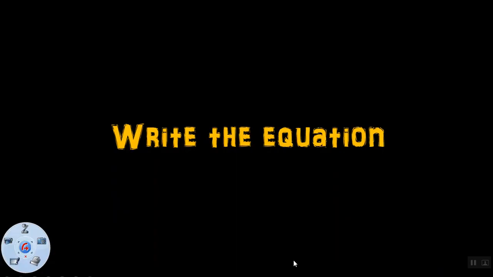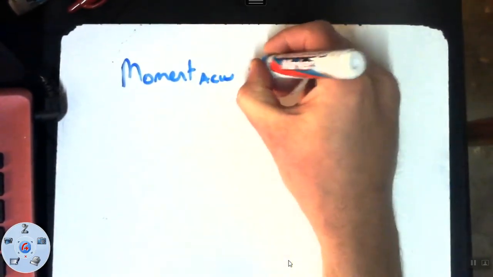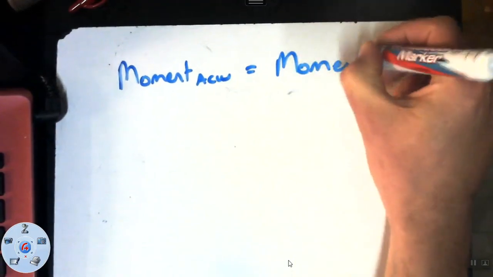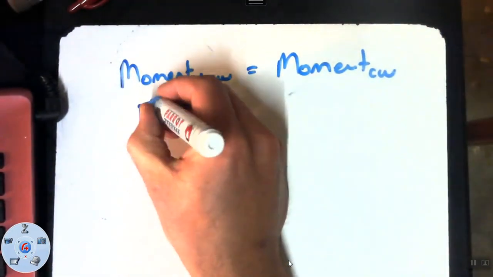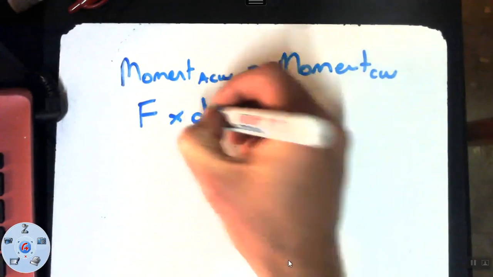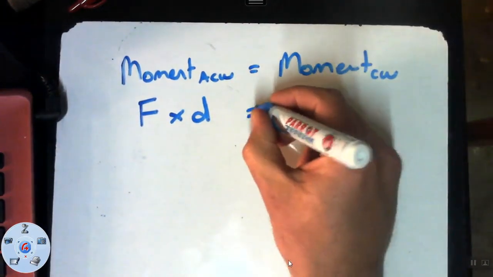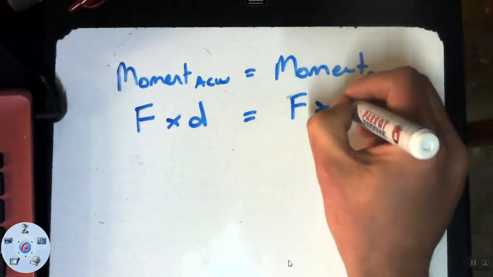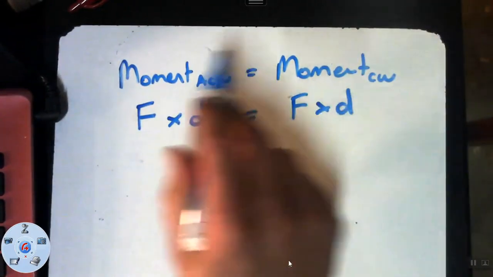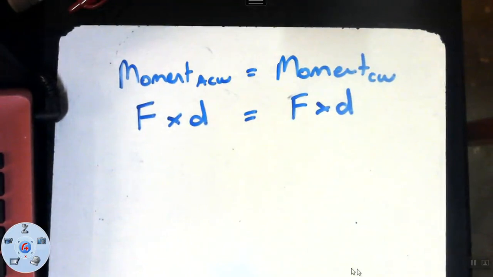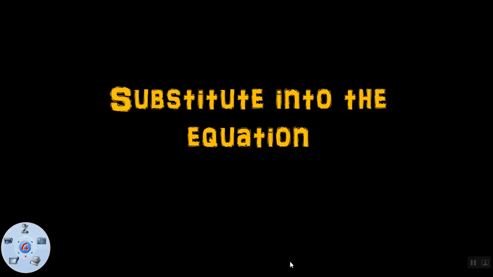Your next step will be to write the equation for the law of moments. So we know that our anti-clockwise moment must be equal to our clockwise moment. A moment consists of a force times a distance to the pivot on the one side, and that must be equal to a force times a distance to the pivot on the other side. So we've now written our equation.